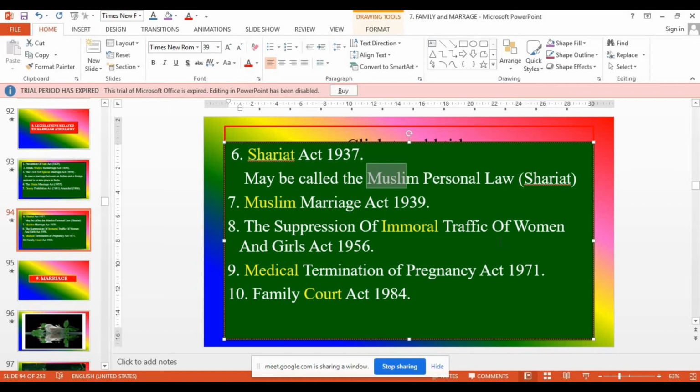Ninth one, Medical Termination of Pregnancy Act 1971. Normally a woman is not allowed to have an abortion. What are the conditions for abortion listed in this legislation?